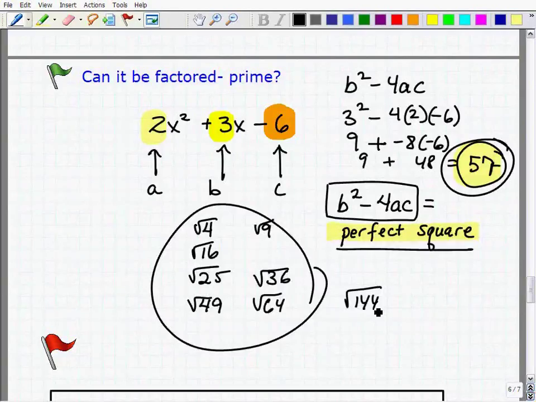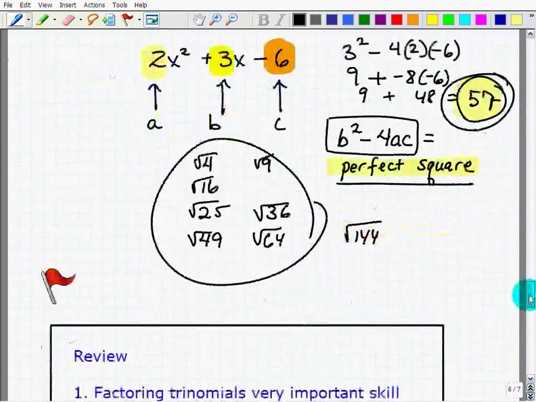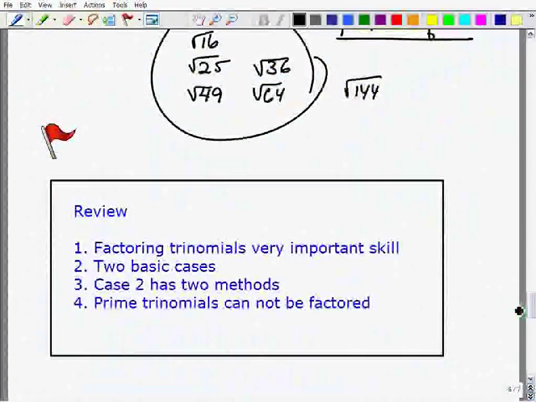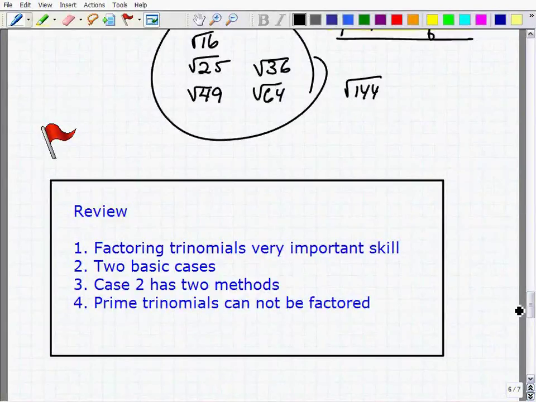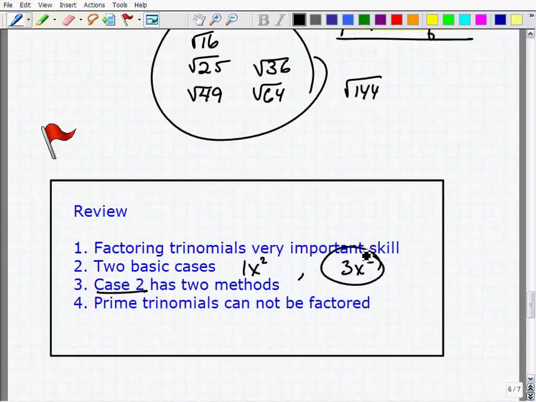Let's wrap it up. So in review, remember factoring trinomials is a very important skill, and I applaud you for sticking with me in this long lesson, but it's an absolutely critical lesson. You might want to watch it a couple times or maybe fast forward to the parts that you want to review. There's two basic cases. Remember, there's the 1x squared situation, and then there's the trinomials where you might have, say, 3x squared as your leading term. So you have to do two different things. In these second case situations, like this 3x squared situation, there were two methods, and it's really up to you which one you want to master.